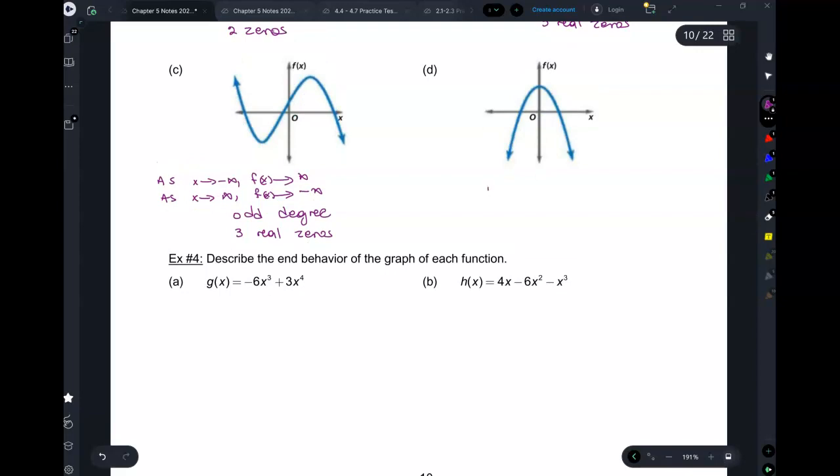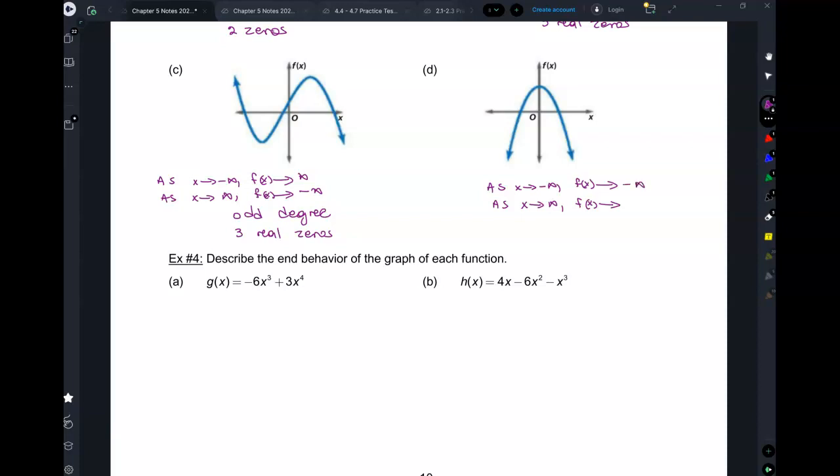I know. So, as x approaches negative infinity, well, imagine if you had to write infinity and 8 together. Okay, so as x approaches negative infinity, where does f of x go? Down to negative infinity, and on the other side? Okay, so odd or even? Even degree. How many real zeros?